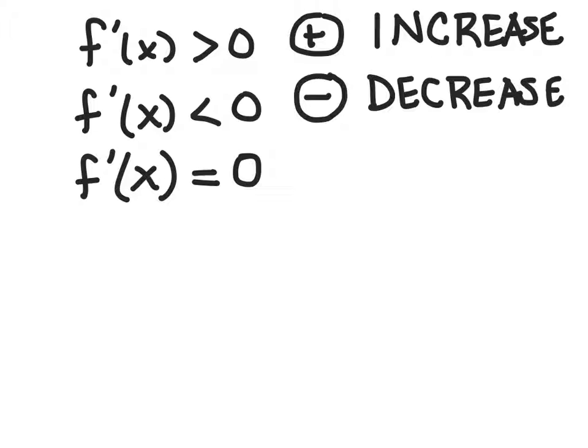And if the function's derivative is tested and it gives us a 0 for an answer, then that means this is a constant and the graph is neither increasing nor decreasing at that time. Likely it would be running flat.